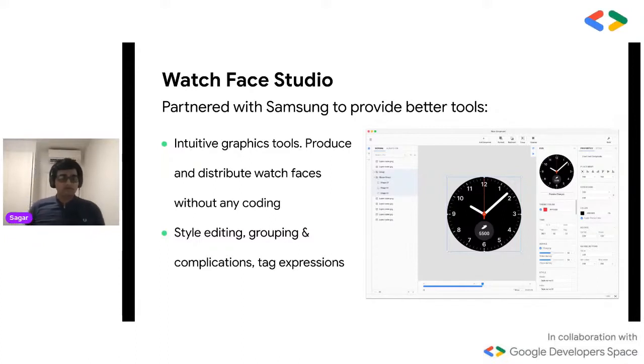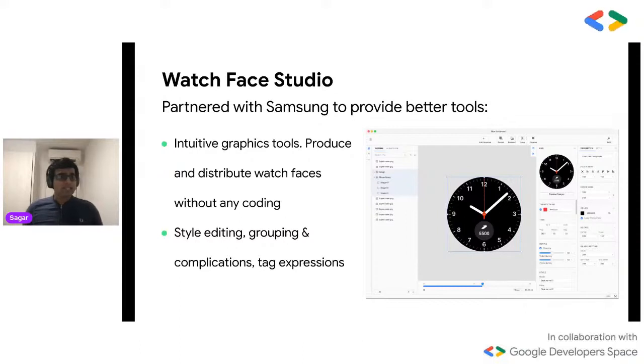Watch Face Studio is a design tool created by Samsung that allows you to produce and distribute your own watch faces without any coding. It includes intuitive graphic tools to allow you to easily design watch faces. You can create watch faces for personal use, or upload them to Play Console to share with your users on Wear OS devices, but the minimum supported API level is 28 and above.